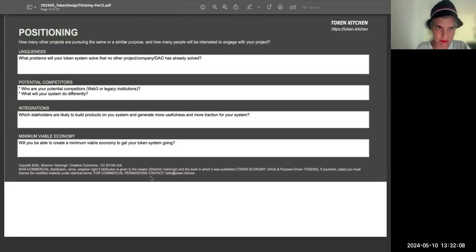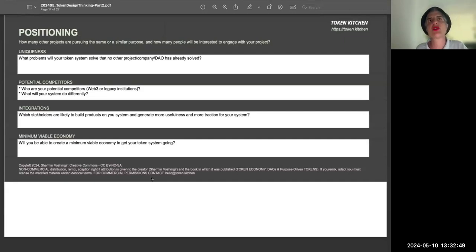Okay, and positioning is very obvious. It's not special to Web3 networks or token systems. Obviously, before you start designing or creating your system, the question that you should ask yourself is, do other people do what you're doing already? If yes, what makes you particularly unique? Who would be potential competitors? This is relevant especially in decentralized networks, where you need network effects. You need a minimum viable economy. So you want people to join your network, and how do you motivate them to join if other people are already doing the same things?